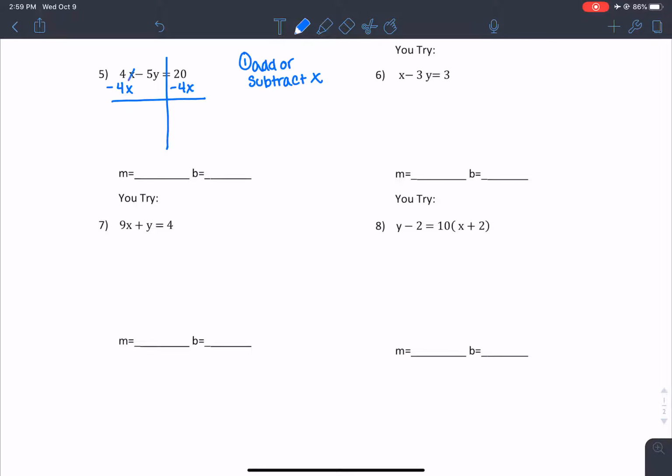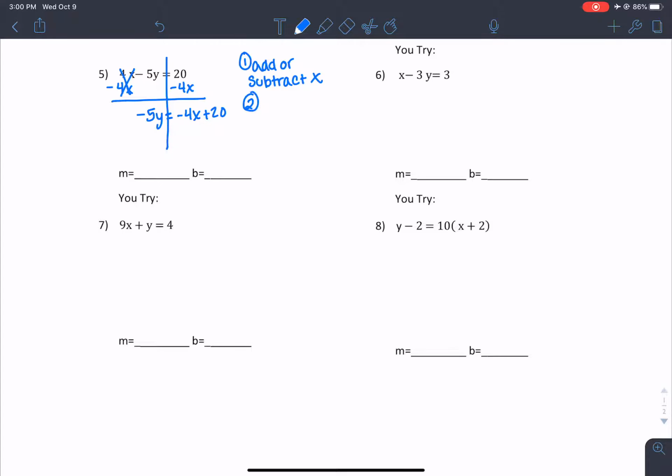4x's minus 4x's is no more x's, so I have negative 5y on its own equals. On this side, now 20 and negative 4x are not like terms. I cannot put those together. So all I can do is write down what I have. I have negative 4x's, and I have positive 20. So we didn't really do any math. We just kept everything because they're not like terms, okay?